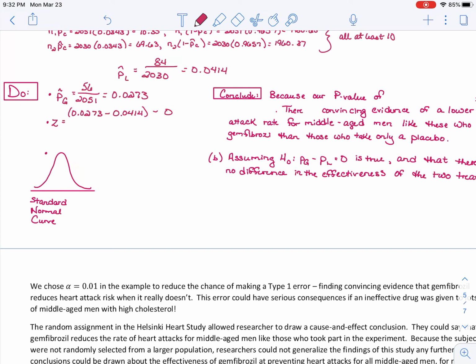minus, we're assuming the difference is 0 until proven otherwise. And then our denominator is going to be using this, the p hat sub c value, so the 0.0343 times the complement of it, 0.9657, over my first sample size, and then again with the second.